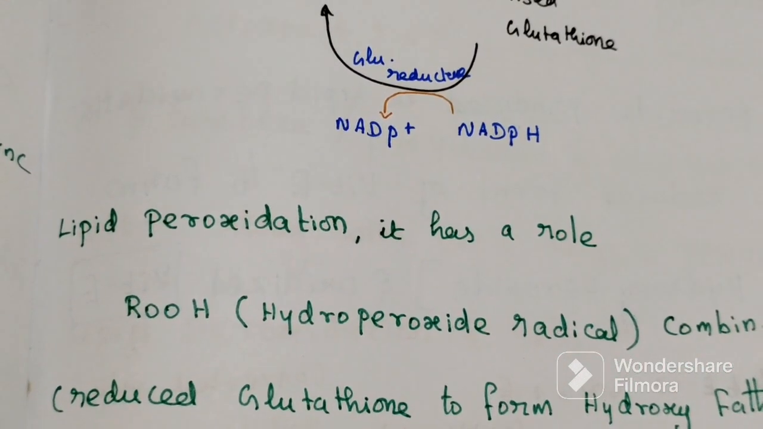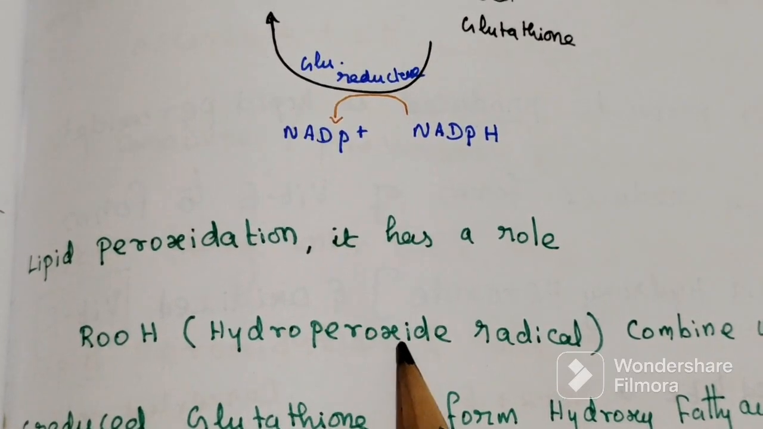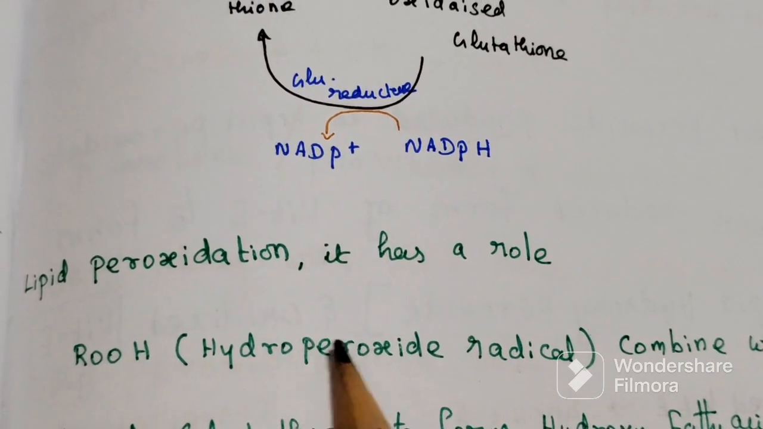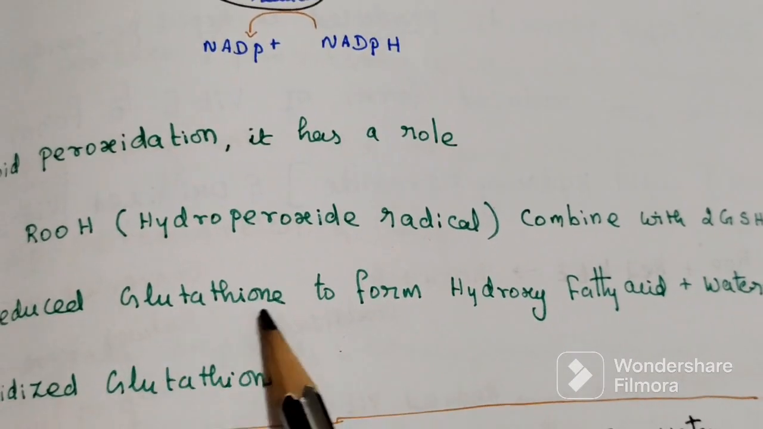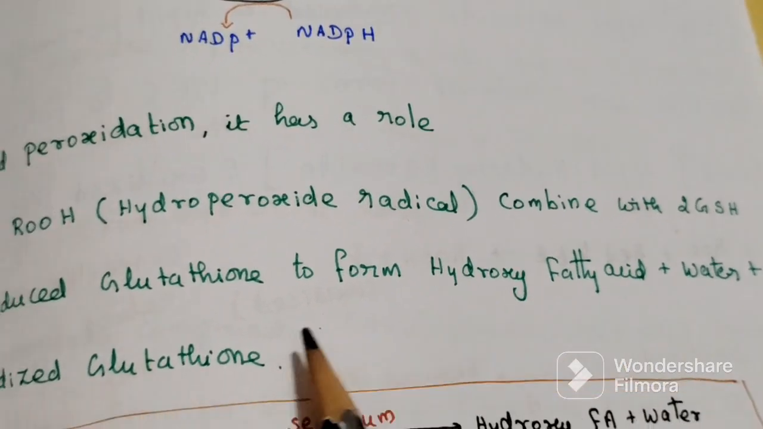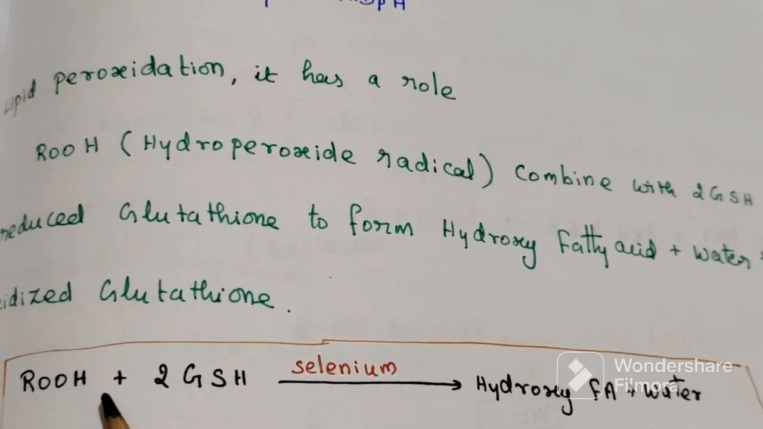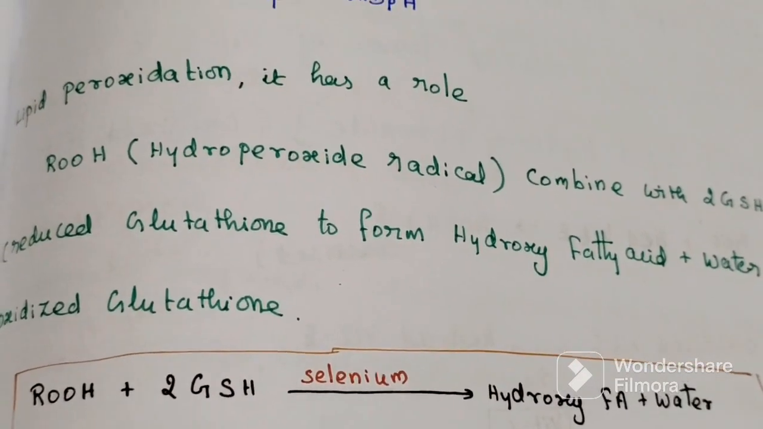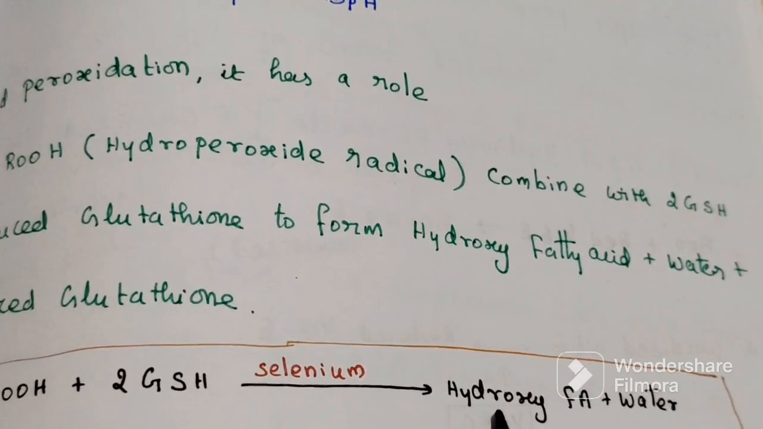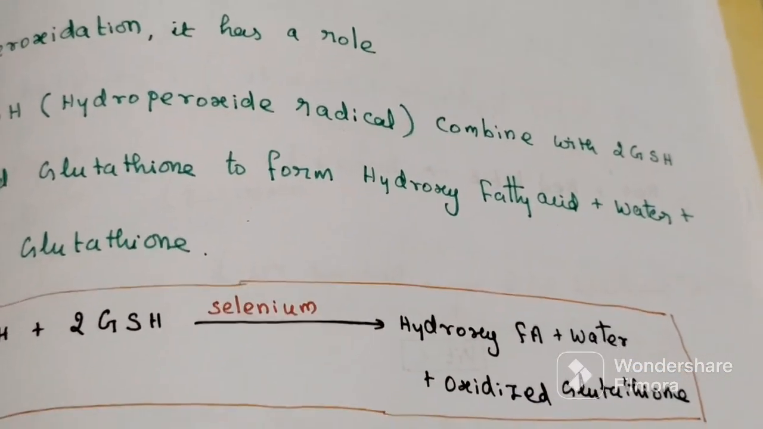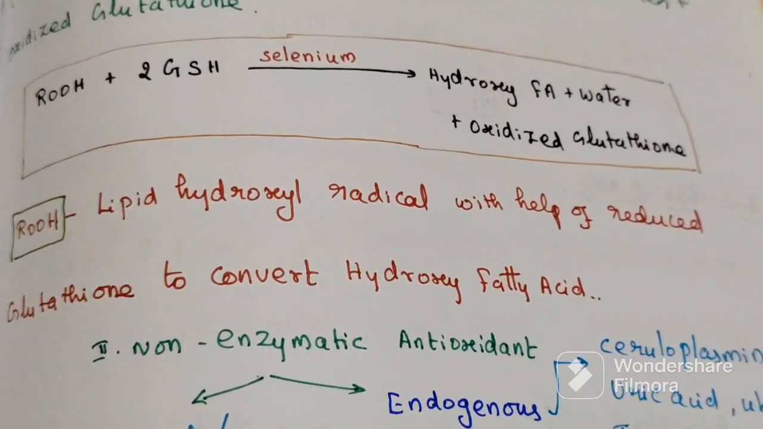Next, lipid peroxidation. It has a role here. ROOH, the hydroperoxide of PUFA, combined with reduced glutathione, which is selenium dependent, to form hydroxy fatty acid, water molecules and oxidized glutathione. It has a role in lipid peroxidation.